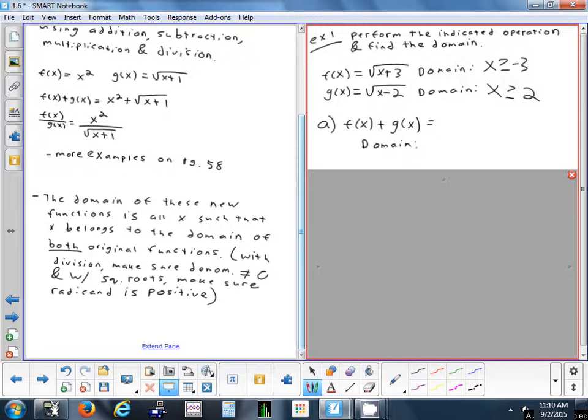All right. So now we're going to take the two functions and add them together. f of x plus g of x, you can't really combine them. There's no way you can add these kinds of square roots together, so you're just going to write it out: square root of x plus 3 plus square root of x minus 2.